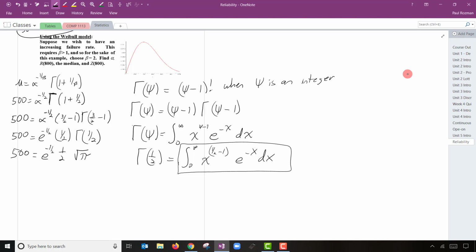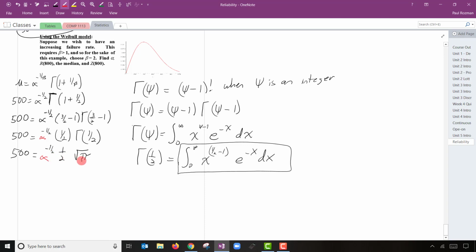I lost my alpha, which is what I'm trying to solve for. Up in this step, I had alpha, and I just wanted it to be e so bad because I wanted to talk about Euler, but really that's still alpha. So let me fix that because that's what we were trying to do. We're trying to solve this thing for that parameter. So we have 500 equals alpha to the minus a half times the square root of pi.